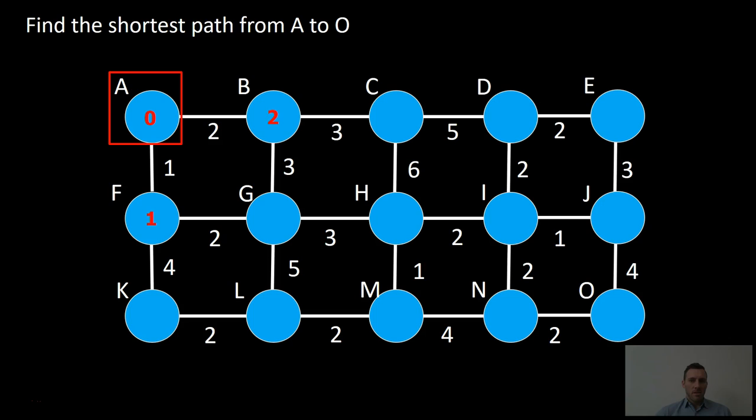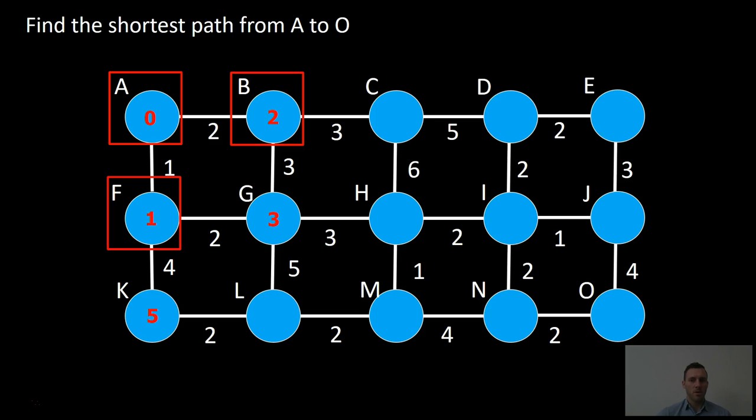Now we choose the least of all unboxed labels on the whole graph and make it permanent by boxing it. That's F, which is 1. Now we consider all unboxed nodes connected to the node we've just boxed, they are G and K. Label them with the minimum weight from the starting node via the set of boxed nodes. G is 1 plus 2, which is 3, and K is 1 plus 4, which is 5. Now we choose the least of all of the unboxed labels on the whole graph and make it permanent by boxing it. In this case, it's B.